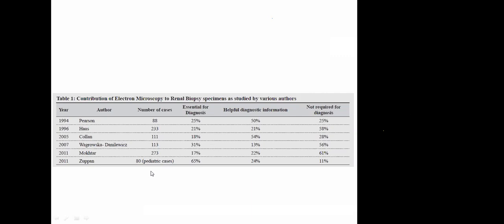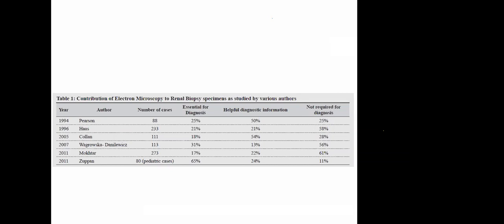And even in this study in 2011, it was shown that EM is essential for diagnosis in 65% of the pediatric nephropathology cases, and it provides helpful diagnostic information in 24% of cases, and only in 11% of cases was it said that it is not required for the diagnosis. If you look at other studies also, a 1994 study said 25% not required, and in 1996 Haas et al. suggested that EM is not required in 58% of the diagnoses. So there are varied findings.